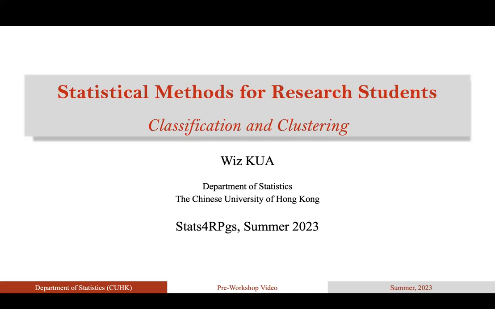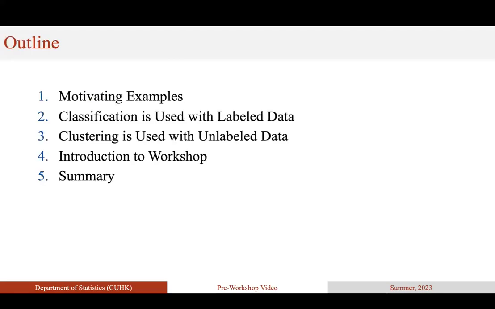This video will give you an overview of two statistical methods, which are classification and clustering. First, I will introduce some simple examples to let you have a quick understanding of what classification and clustering can do. I will also talk about the differences between classification and clustering methods, when or when not to use them. And after that, I will briefly go through the content to be covered in the workshop, and of course, a summary as your takeaway.